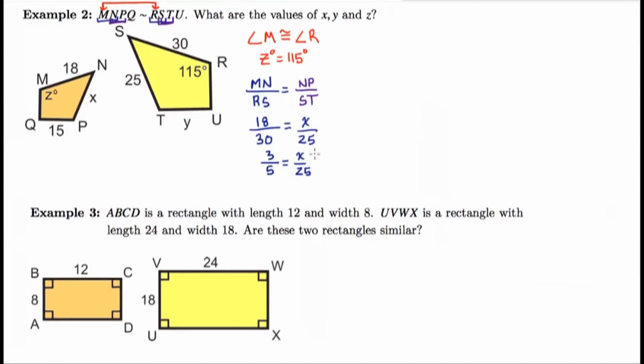So let's simplify here. 18 over 30 simplifies to 3/5. Multiply 25 to both sides to get X by itself. And I get 15. Now Y I don't know also, and it's a side TU.